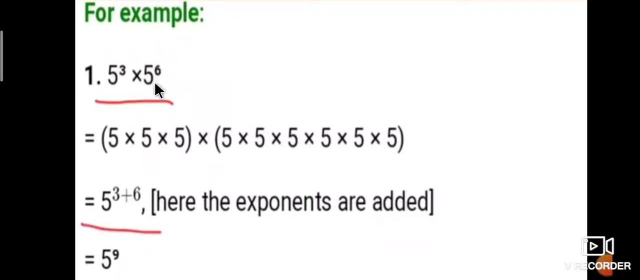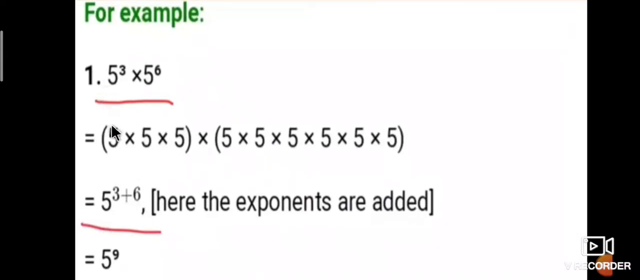It is on the basis of the first law of exponent, that is, a to the power of m into a to the power of n. The bases are the same and the exponents are different, and they are multiplied. So a to the power of m into a to the power of n is equal to a to the power of m plus n. According to this, we are calculating this one.